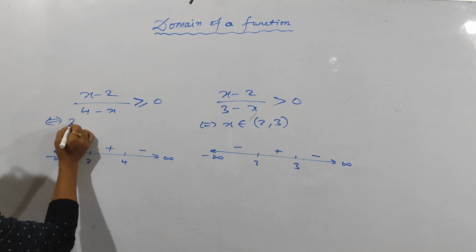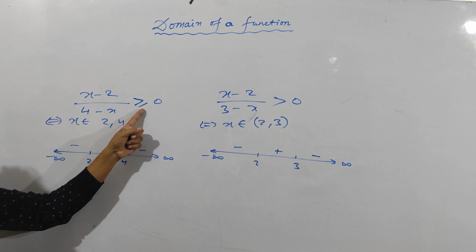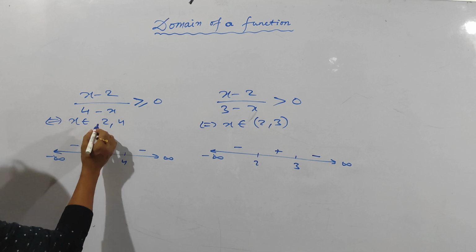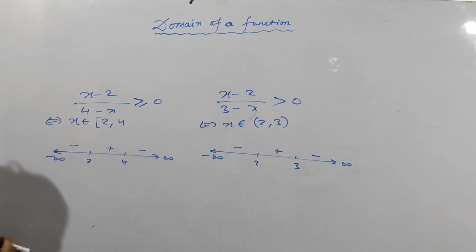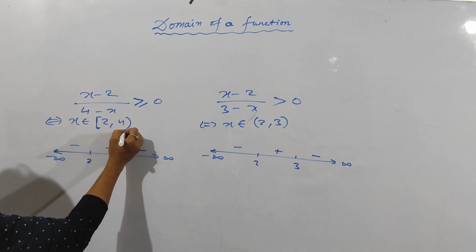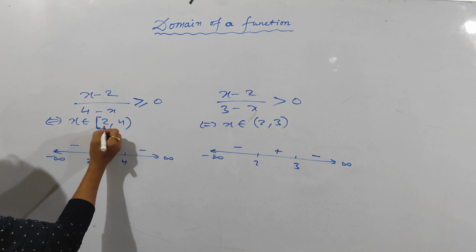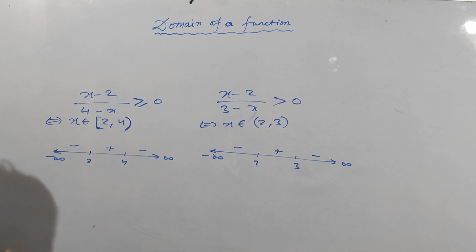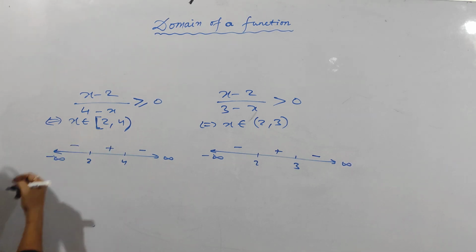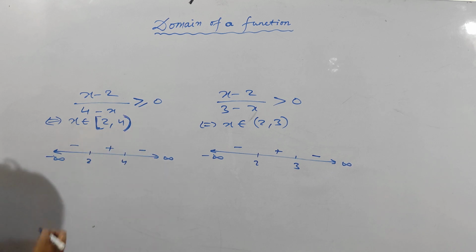Positive means x belongs to (2, 4), and equal to 0. Equal to 0 under what condition? P by q will be 0 if p is 0. That means x is equal to 2. So put a closed interval here and an open interval here. That means 2 should be included and 4 should be excluded. That's why I have given an open interval here and a closed interval here, and this will be an open interval. Clear?